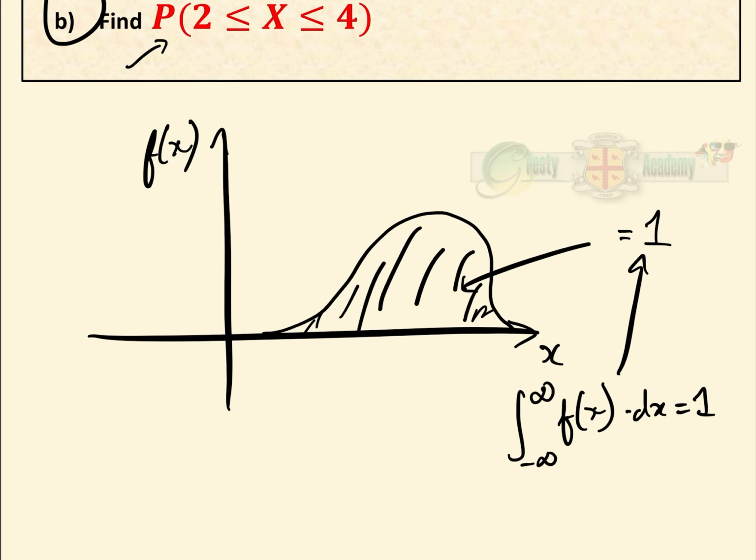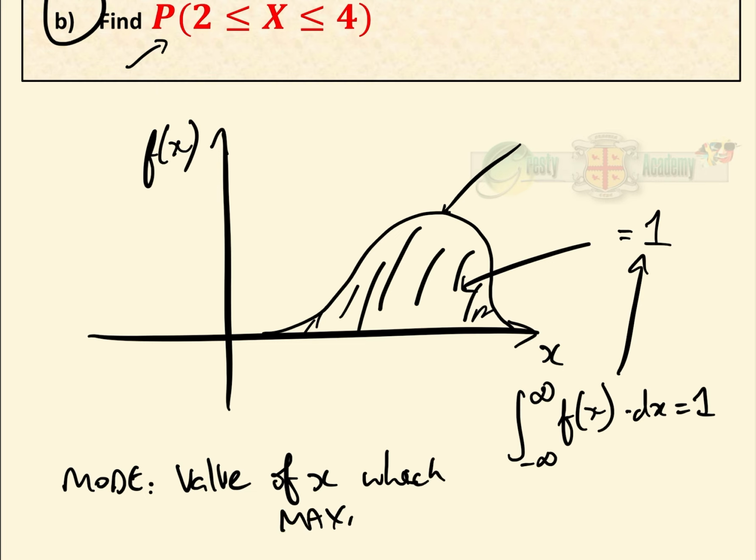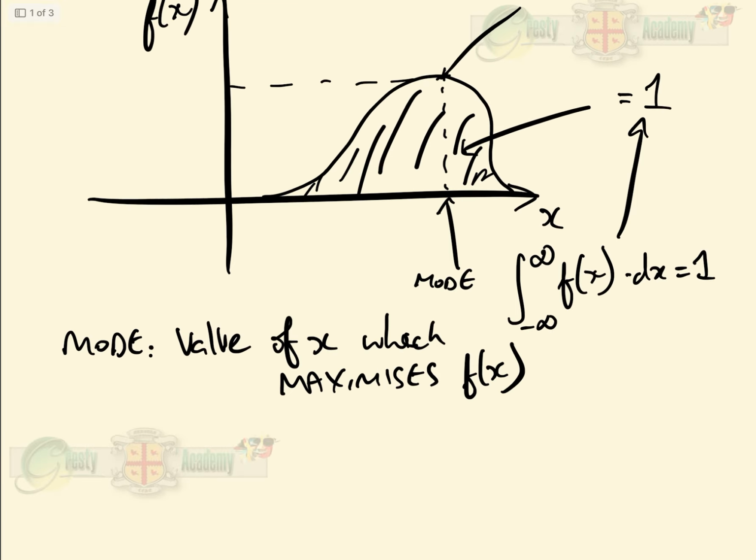Now for the mode, what you need to do is find the highest point of f of x. The mode is the value of x which maximizes f of x. So the maximum value of f of x clearly here is that. The mode is this point here. There are varying different ways of calculating that depending on what the shape of the probability density function is. That's the mode.